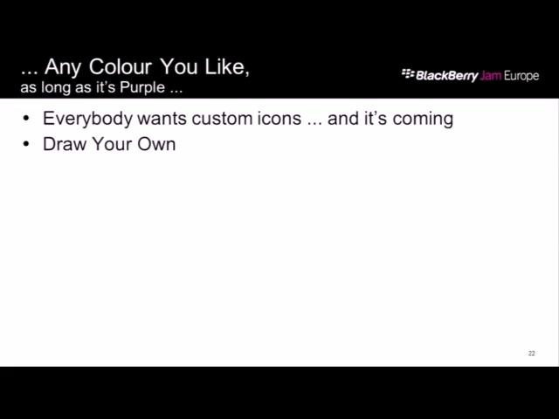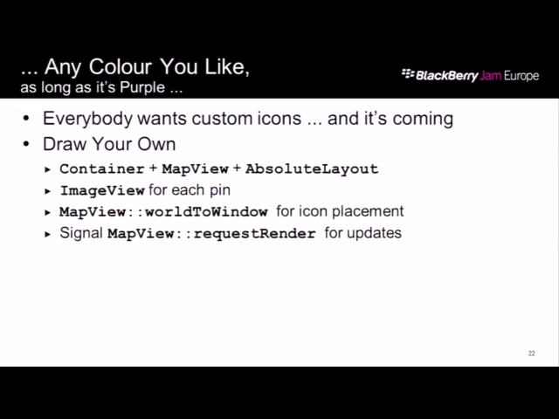How do you draw your own? Okay, you create a container, you put a map view in it, and then for every single pin that you want to see on the screen, you create an instance of an image view. Purple, yellow, red, bullseye, what have you. Where do you place that image view?